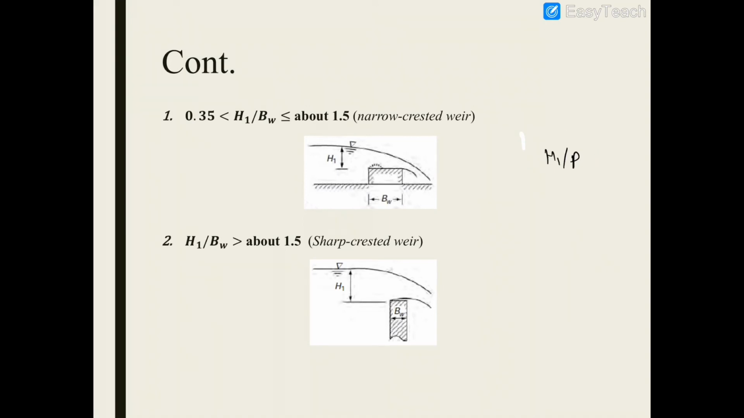Next is H1 upon Bw greater than about 1.5. In this case, the flow separates at the upstream corner and jumps clear across the weir crest. The flow surface is highly curved in this case, and the weir can be classified as sharp crested weir.